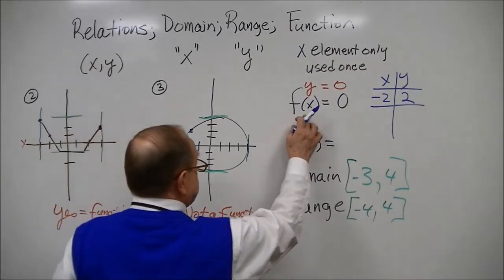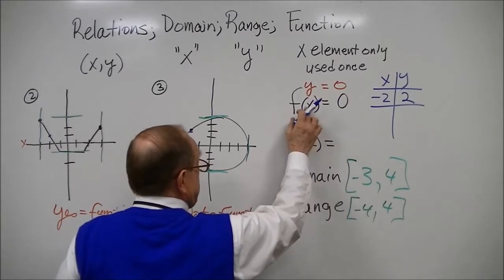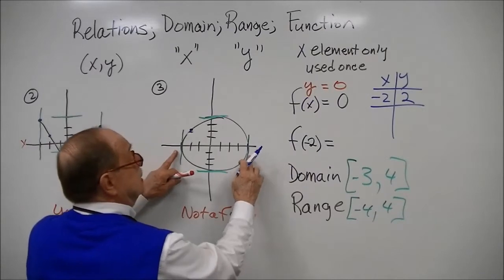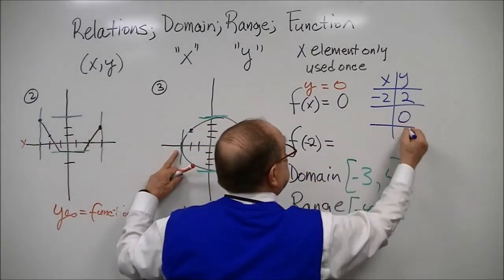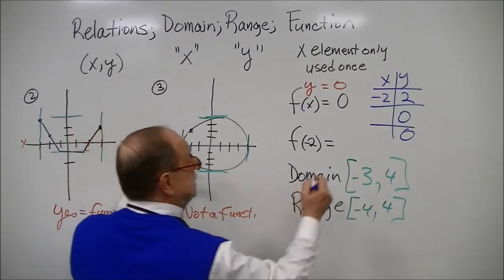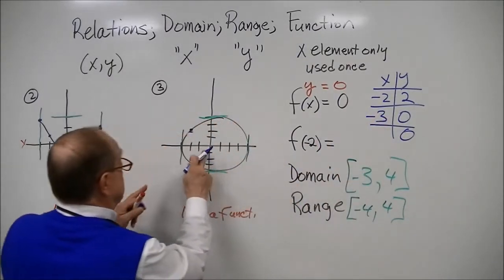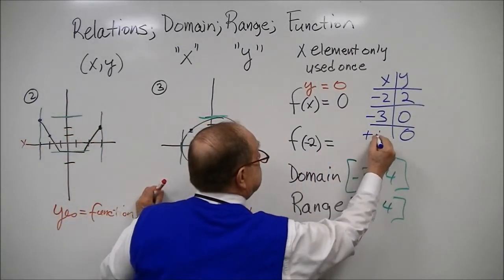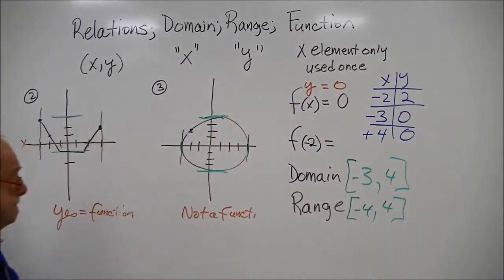And if f of x is 0, that is y equals 0, we have two values here, again. So here it could be a negative 3, and this is a positive 4. Okay, we've used this before. We'll give you a few more sets of this.